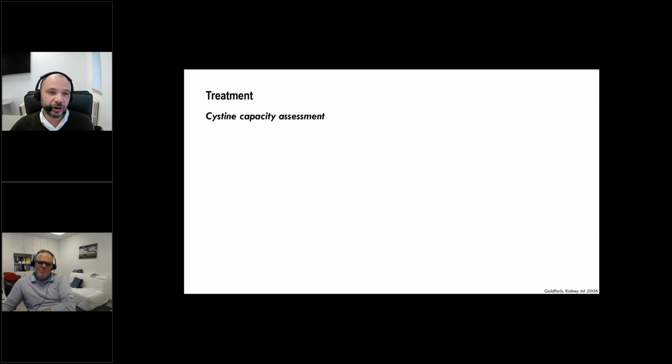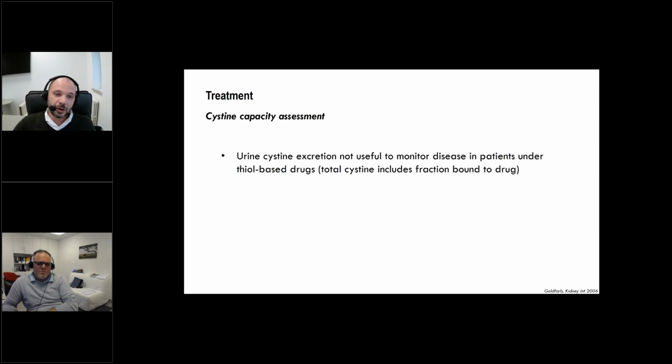Another downside of using cystine-binding drugs is that once we start using them, we can no longer rely on assessment of 24-hour urine cystine. This is because total cystine that is measured in urine includes the fraction that is bound to the drug. So at this point, we have no information on the actual activity of free cystine in the urine.